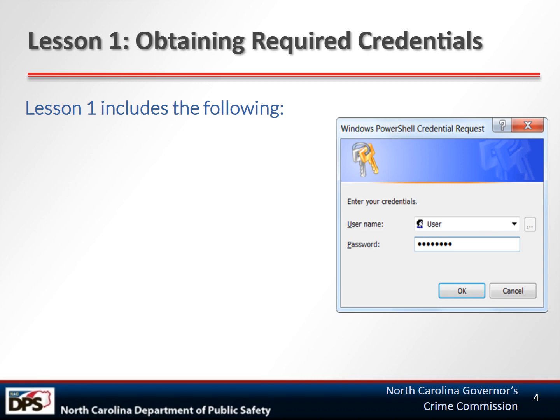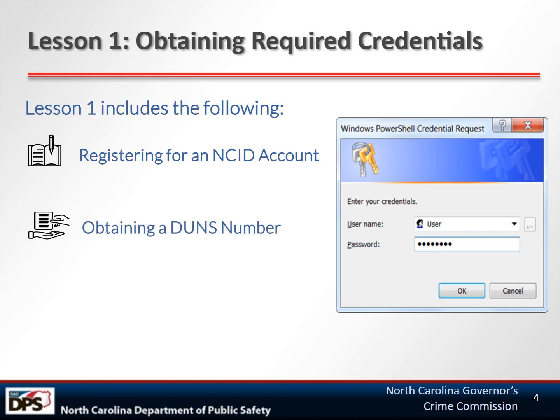Lesson 1. Obtaining required credentials. In Lesson 1, you'll receive instructions on how to register for the North Carolina ID account or NCID, obtain a Dun & Bradstreet number, also known as a DUNS number, and register with the System for Award Management, also known as SAM registration. Let's begin with an overview of NCID.